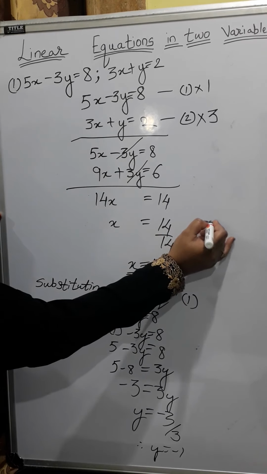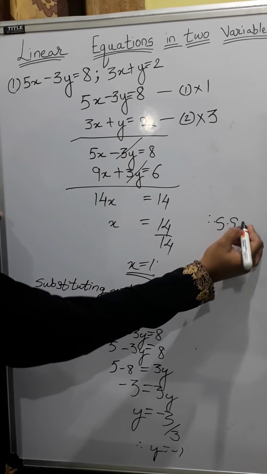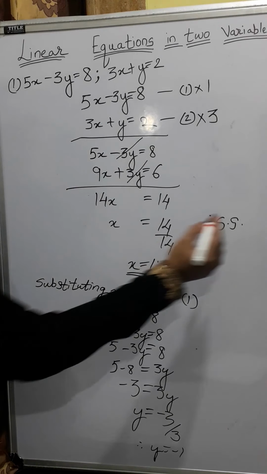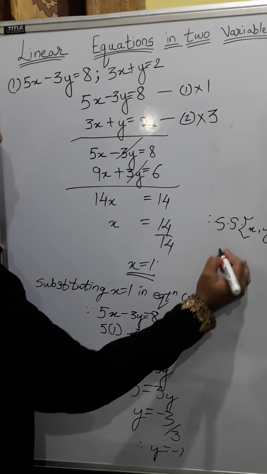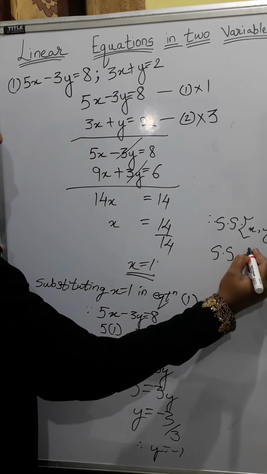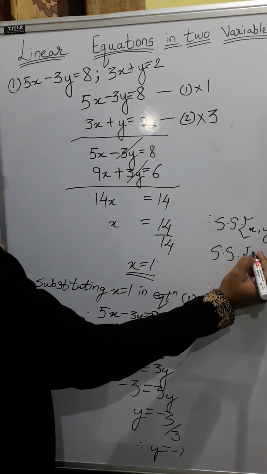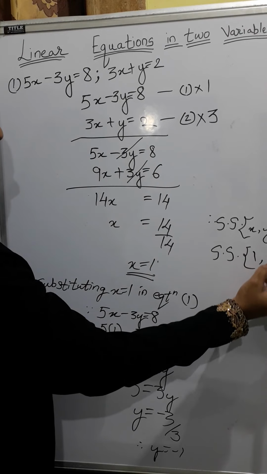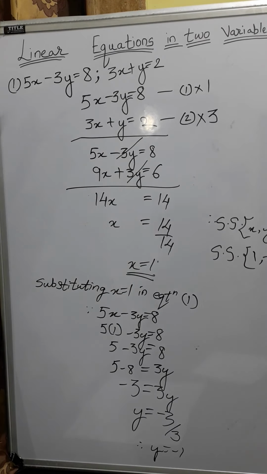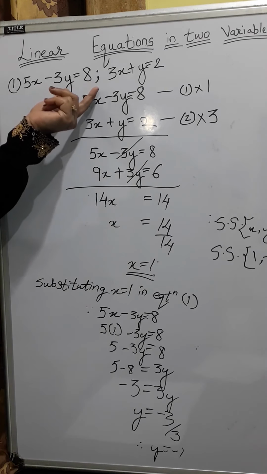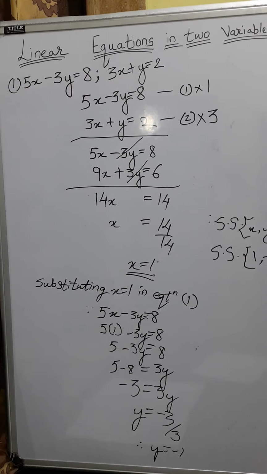So now our solution set, SS, that means the solution set, in terms of x comma y, will be x is 1 and y is minus 1. This is the solution set for the equations 5x minus 3y is equal to 8 and 3x plus y is equal to 2.